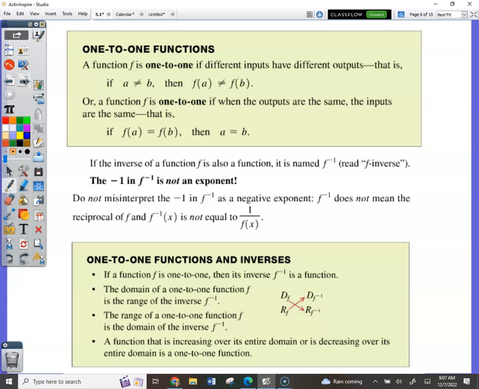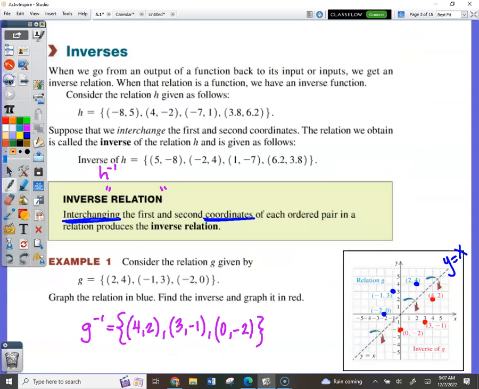This right here is just reminding you that the little -1 is not an exponent. It's the notation for F inverse, okay? Now, there is a relationship between domain and range of a function and its inverse, and it goes back to right here.